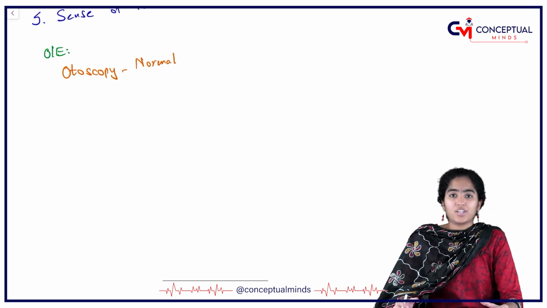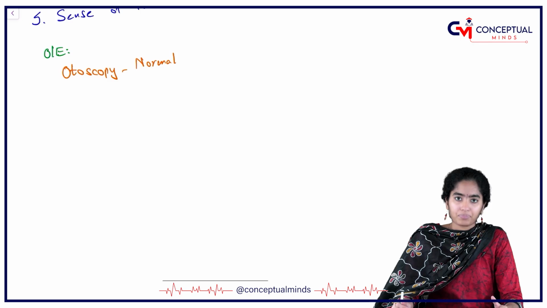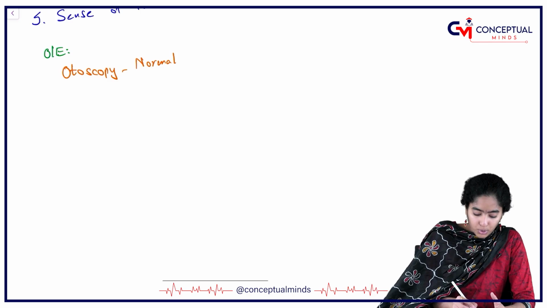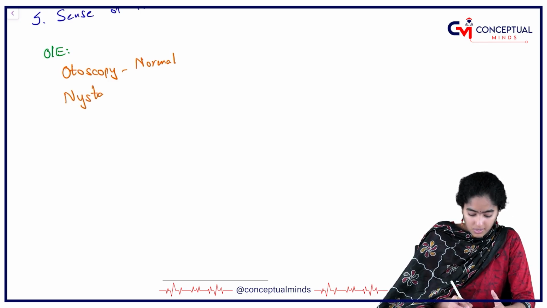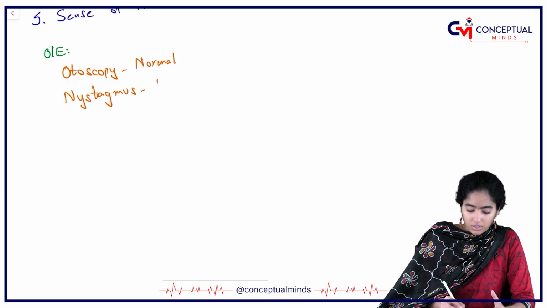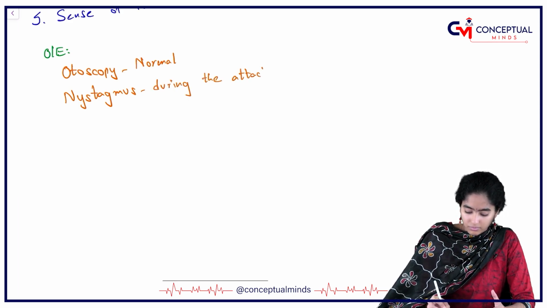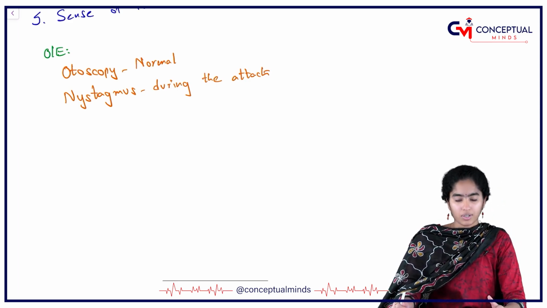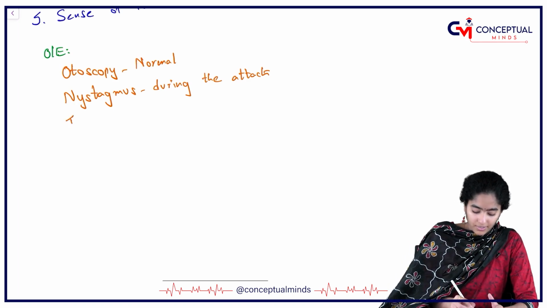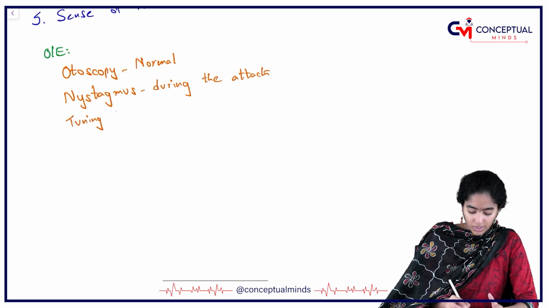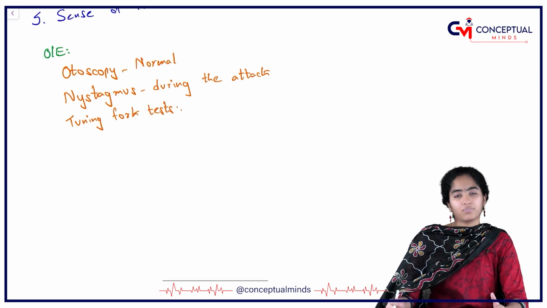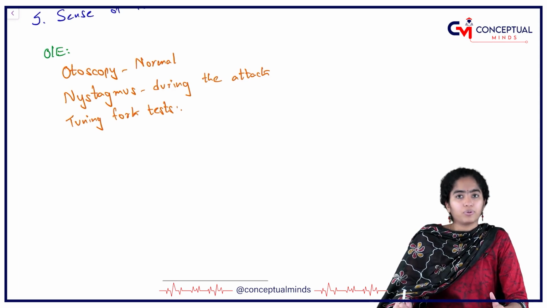Now, if you see the patient during an acute attack, sometimes patients immediately come while the attack is still there, and that time you could see nystagmus during the attack. So, nystagmus is one feature that could be observed, and definitely when the patient comes for ENT evaluation, that too with a complaint of hearing loss, we do perform tuning fork tests. And we find the features of sensorineural type of hearing loss.